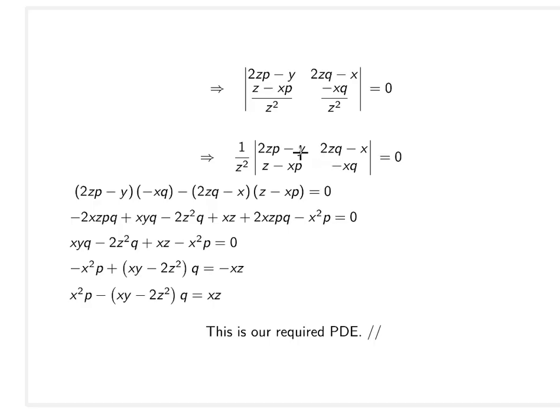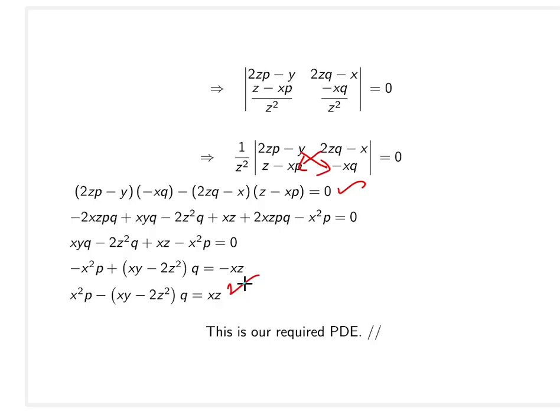Now we can take the determinant: multiply this and this, minus this and this. Simplifying that, we get the partial differential equation, which is our required partial differential equation. So here we have also eliminated our function phi. In the last two problems, a single function f or phi was given, so we could eliminate it directly.